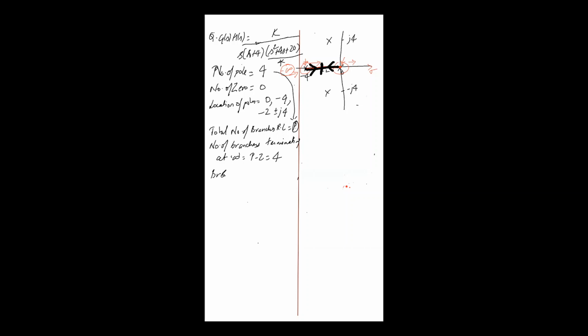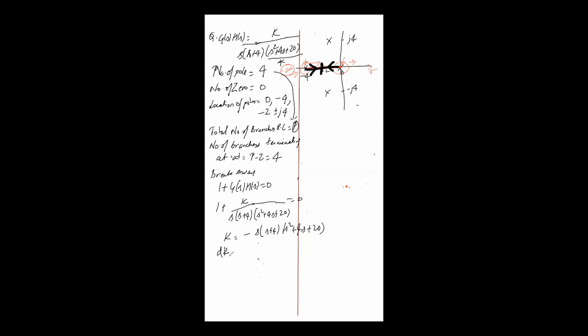Breakaway point. How to find out the breakaway point: we have already seen, 1 plus G(S) H(S) equal to 0. Right? 1 plus G(S) H(S) is what? K upon S into S plus 4 into S square plus 4S plus 20, to make it equal to 0. Then you take the LCM. So K will be equal to minus of S into S plus 4 into S square plus 4S plus 20.